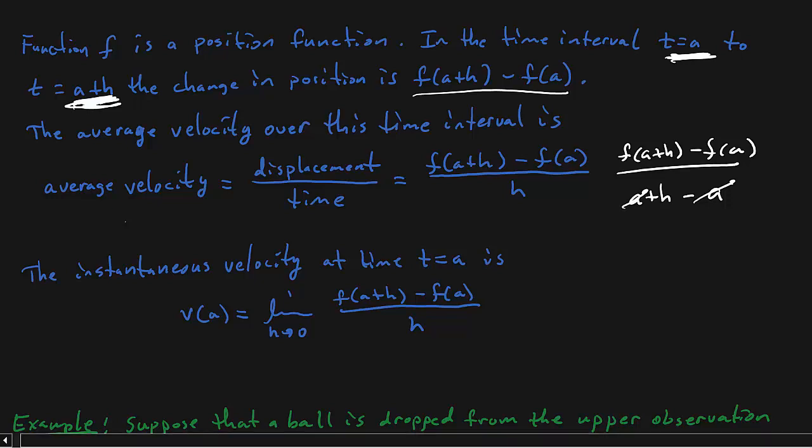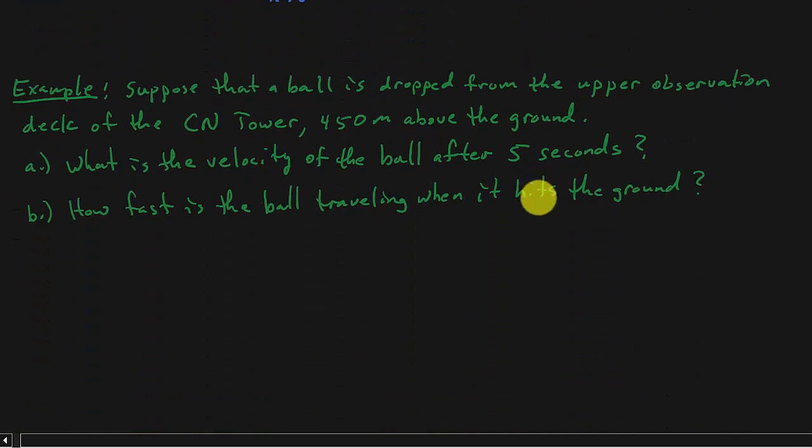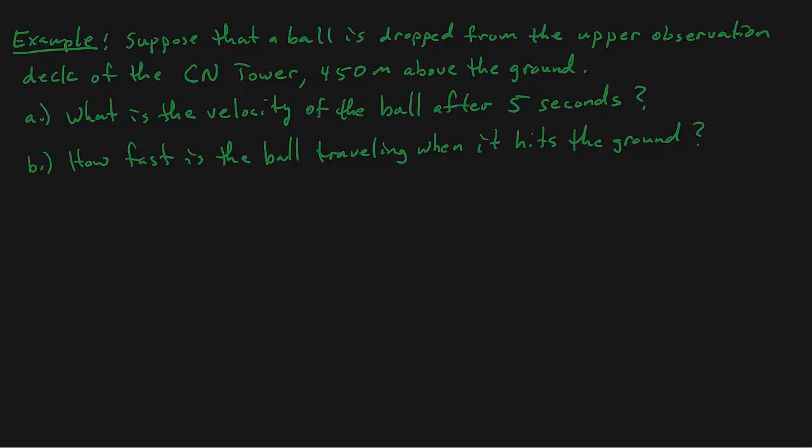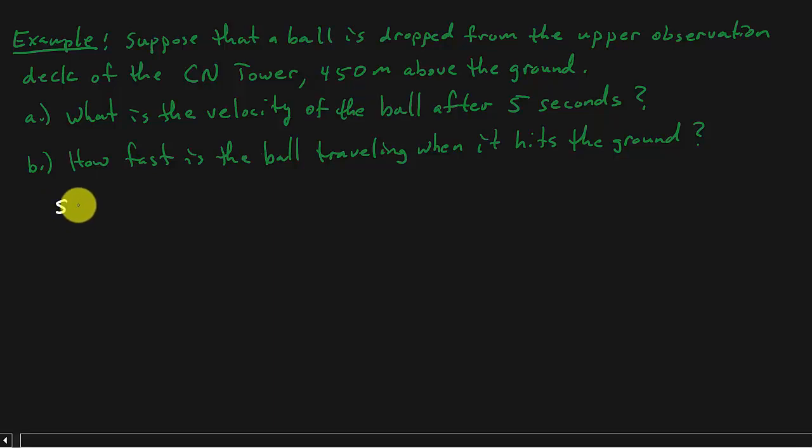All right, so let's look at an example. It says, suppose that a ball is dropped from the upper observation deck of the CN Tower, 450 meters above the ground. What is the velocity of the ball after 5 seconds, and how fast is the ball traveling when it hits the ground? You notice here they don't give us a formula. The function s is typically what you're going to see the displacement function, or position function, called.